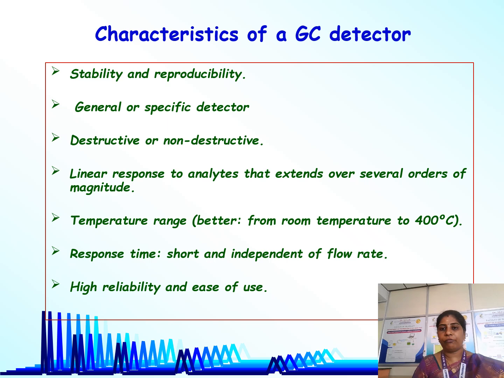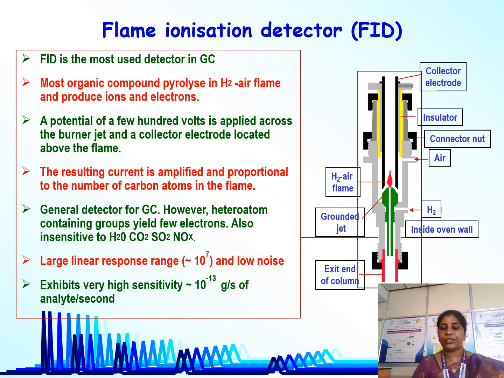Characteristics of the gas chromatography detector. The detector should have the following characteristics: stability, reproducibility, specific, destructive, linear response to the analyte, temperature range between room temperature, that is 24 degrees Celsius, to 400 degrees Celsius, short response time and independent of flow rate, high reliability and ease of use. Flame ionization detector is the most popular detector among all the detectors used in gas chromatography. It is the most used detector in GC.